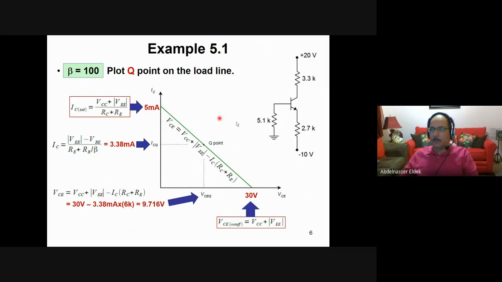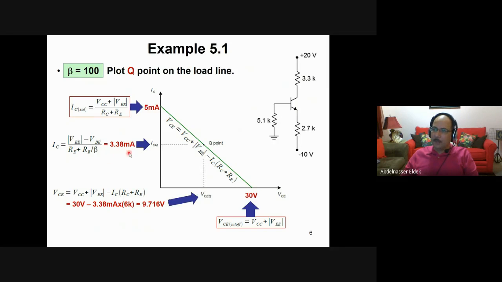Now, the next step is to use this loop to calculate the current IC, which will give you this equation here. Then IC equals VE, which is 10 volt, minus VBE, which is 0.7, so 10 minus 0.7, divided by RE, 2.7 kilo ohm, plus RB, 5.1 kilo ohm, divided by beta, which is 100. This will give us 3.38 milliampere.